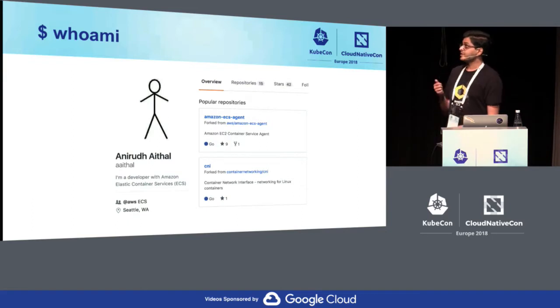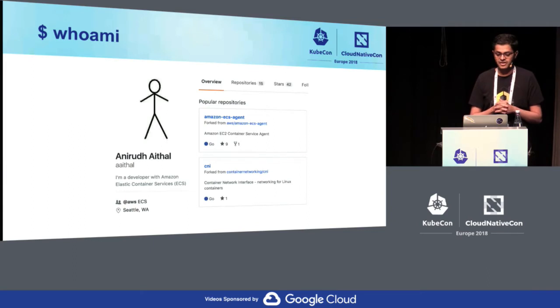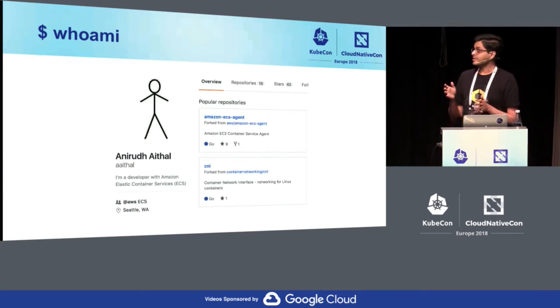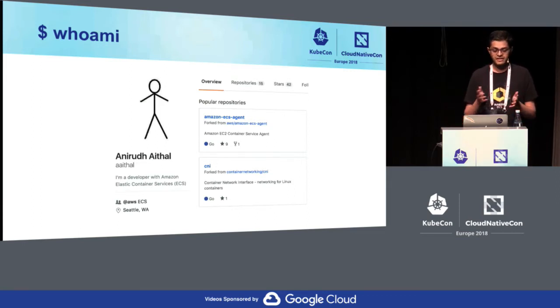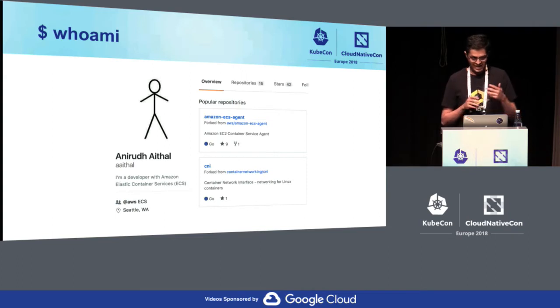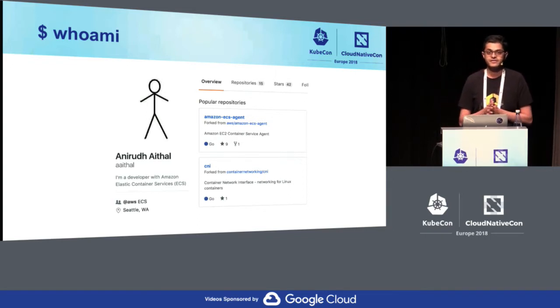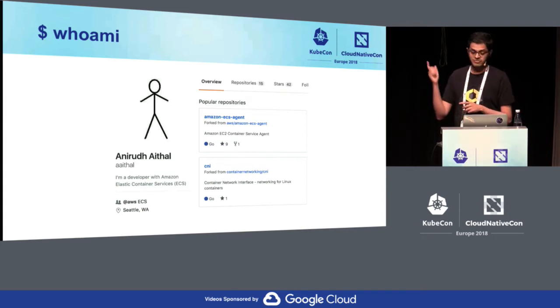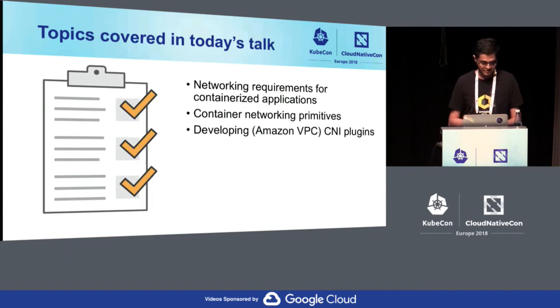So a bit of introduction about myself. My name is Anirudh Aithal. I'm an engineer in the Elastic Container Services team. My immediate team mostly focuses on the container execution environment in ECS. So this includes the container runtime. We have an ECS agent that manages the state of containers. We also have a number of networking plugins, including the CNI plugins that are the focus of today's session. My team maintains most of that. You can find me on GitHub and Twitter on my alias.